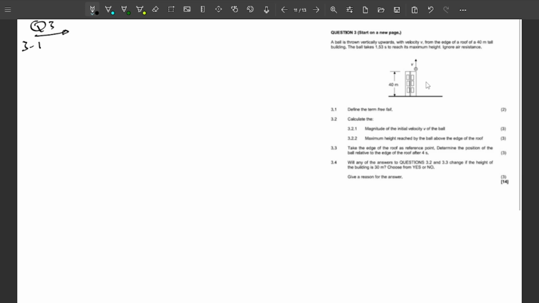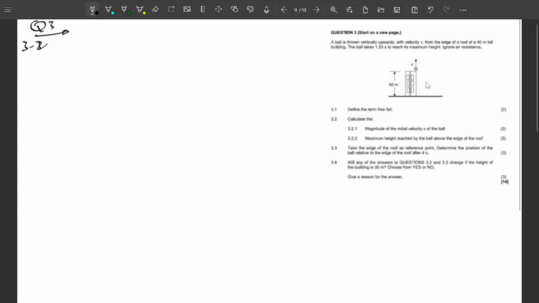Let's read the question statement and hear what is going on. A ball is thrown vertically upwards with a velocity v from the edge of the roof of a 40-meter tall building, and the ball takes 1.5 seconds to reach its maximum height. Ignore air resistance. First, they say define free fall. I won't write down the definition, but I'll say it: free fall is when an object moves under the influence of gravity, in simple terms.